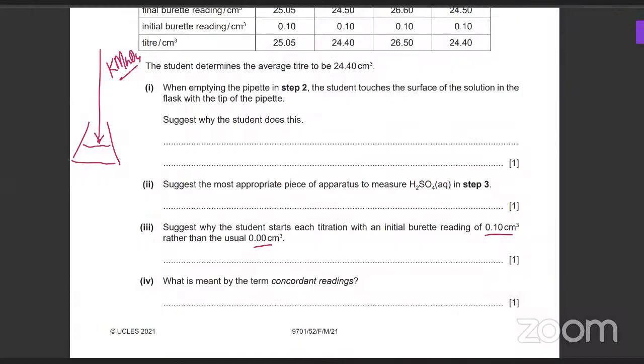Yes. So remember, dark color basically applies to KMnO4. Never fill it up till the 0 cm cube mark, because if that is gone, then you don't see anything.